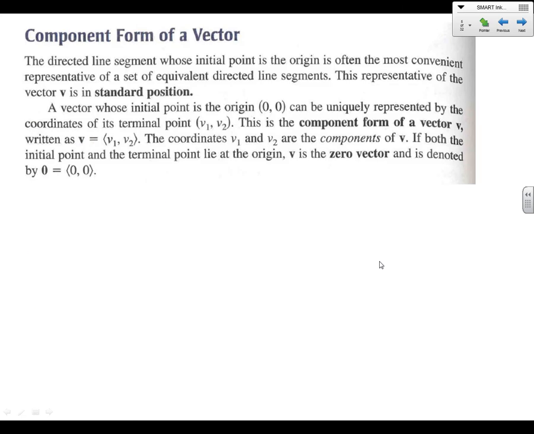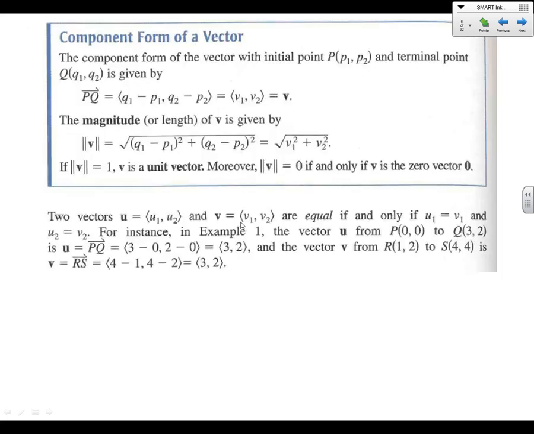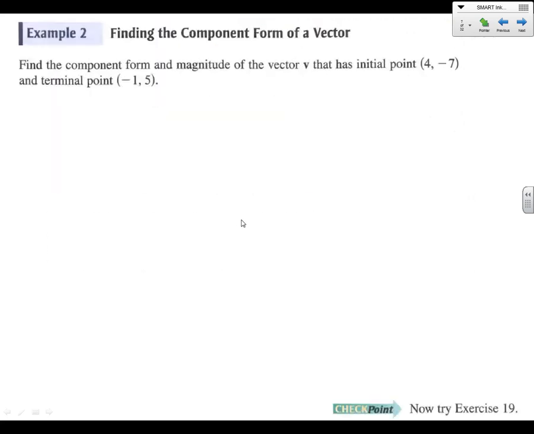The component form of a vector is saying that a vector is made up of horizontal parts and vertical parts. Let me look at this one right here. The component form of a vector v that starts at (4, -7), there's our starting point. And our ending point is (-1, 5).